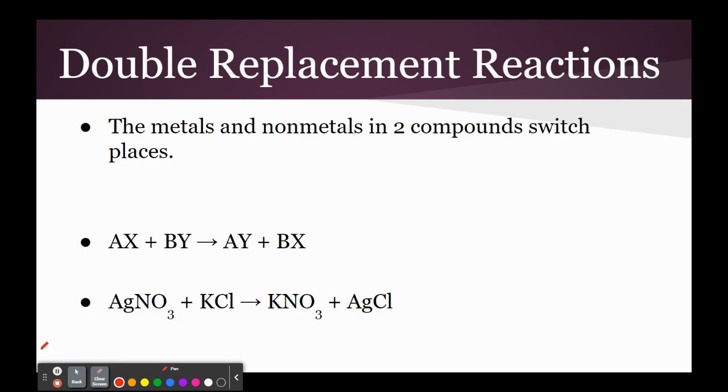So our definition of a double replacement reaction is the metals and nonmetals in two compounds switch places. If you look here at the generic equation, we have AX plus BY, and our products then become AY plus BX. So the A bonds with the Y, and the B bonds with the X. They just switch places. And for the specific equation, we have silver nitrate plus potassium chloride, and that gives us potassium nitrate and silver chloride.